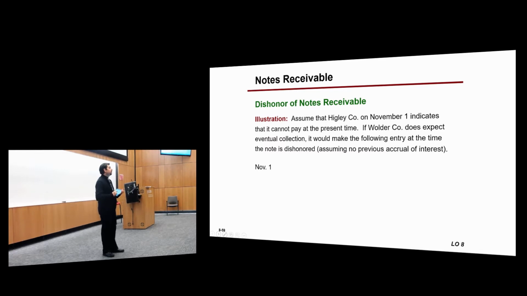If the customer fails or defaults on the payment on that day, the company would have to make this entry here. If they still expect the customer to pay them in the future, they say the principal and the interest are now the new account receivable.